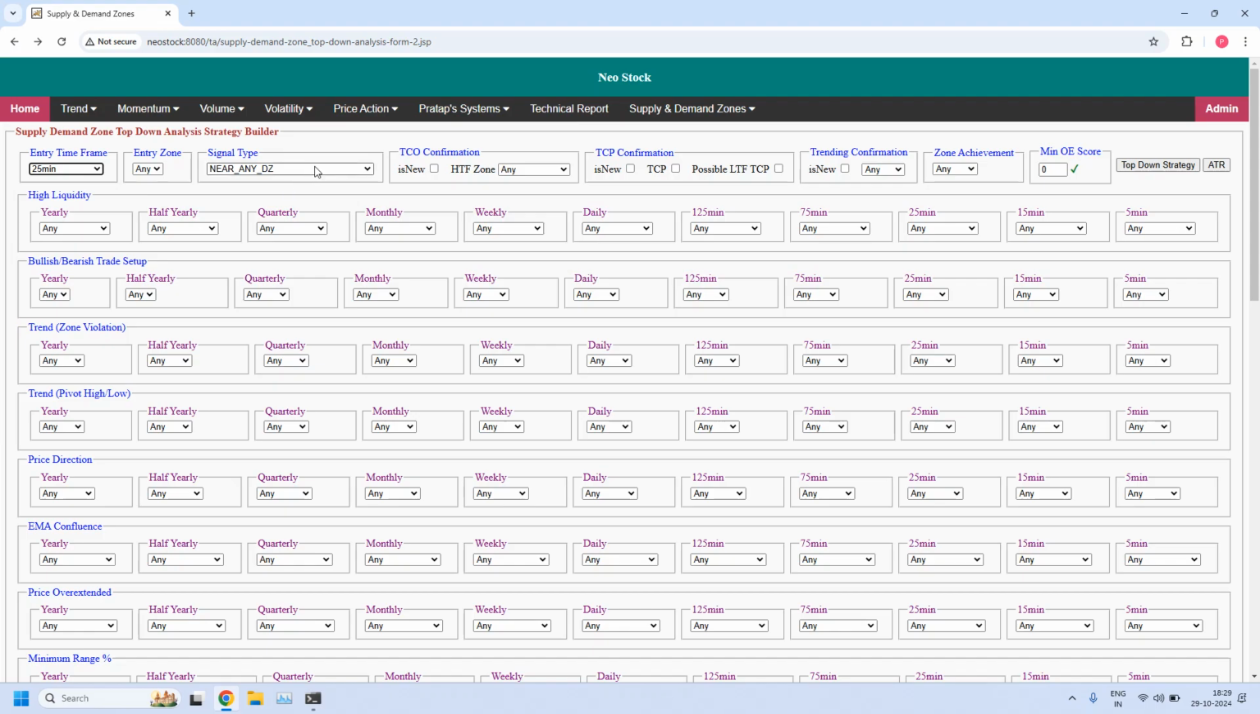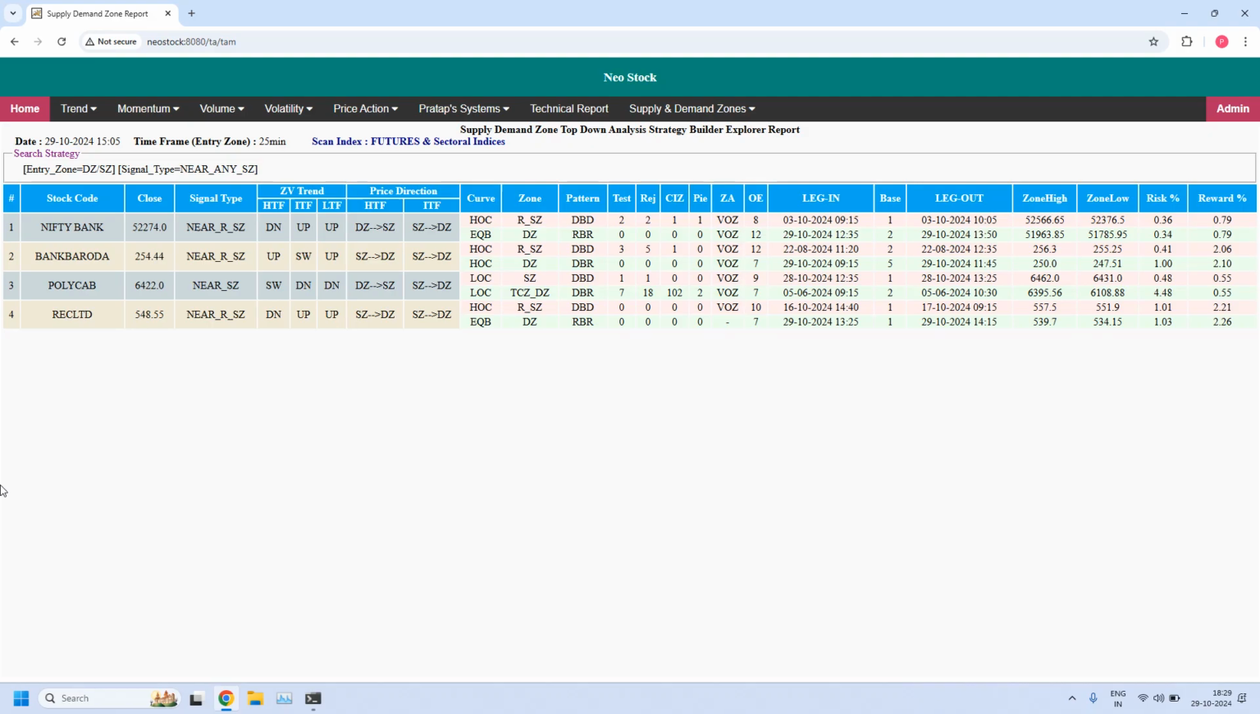Next, for the 25 minutes time frame, let's find the stocks near the 25 minutes supply zone. 4 stocks are filtered.